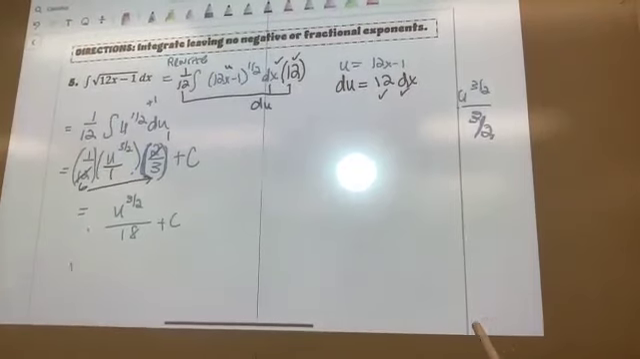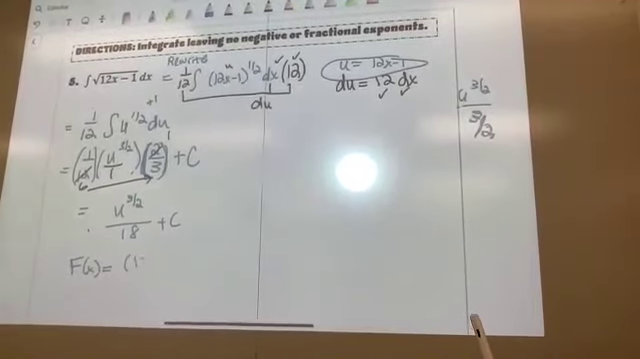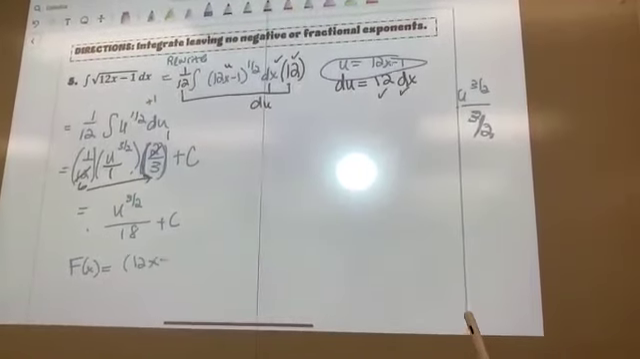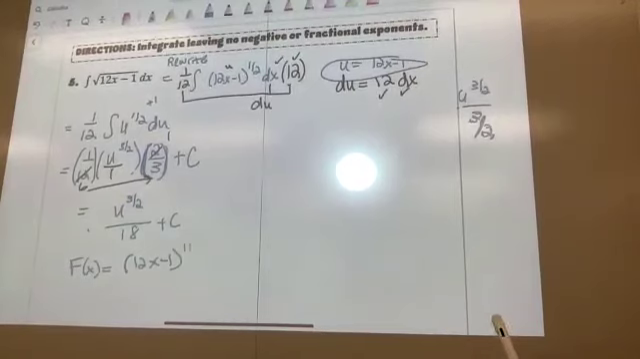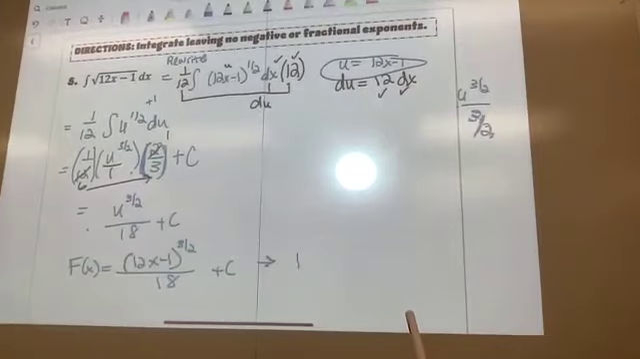Not done. I have to do my u substitution. Go back into the x world, plug in your x's. So f of x is 12x minus 1 quantity to the 3 halves power over 18. But I'm still not done because I want you to get rid of fractional exponents because I know that you're going to have to know this in your college calc class. Okay. How do I rewrite 3 halves power?